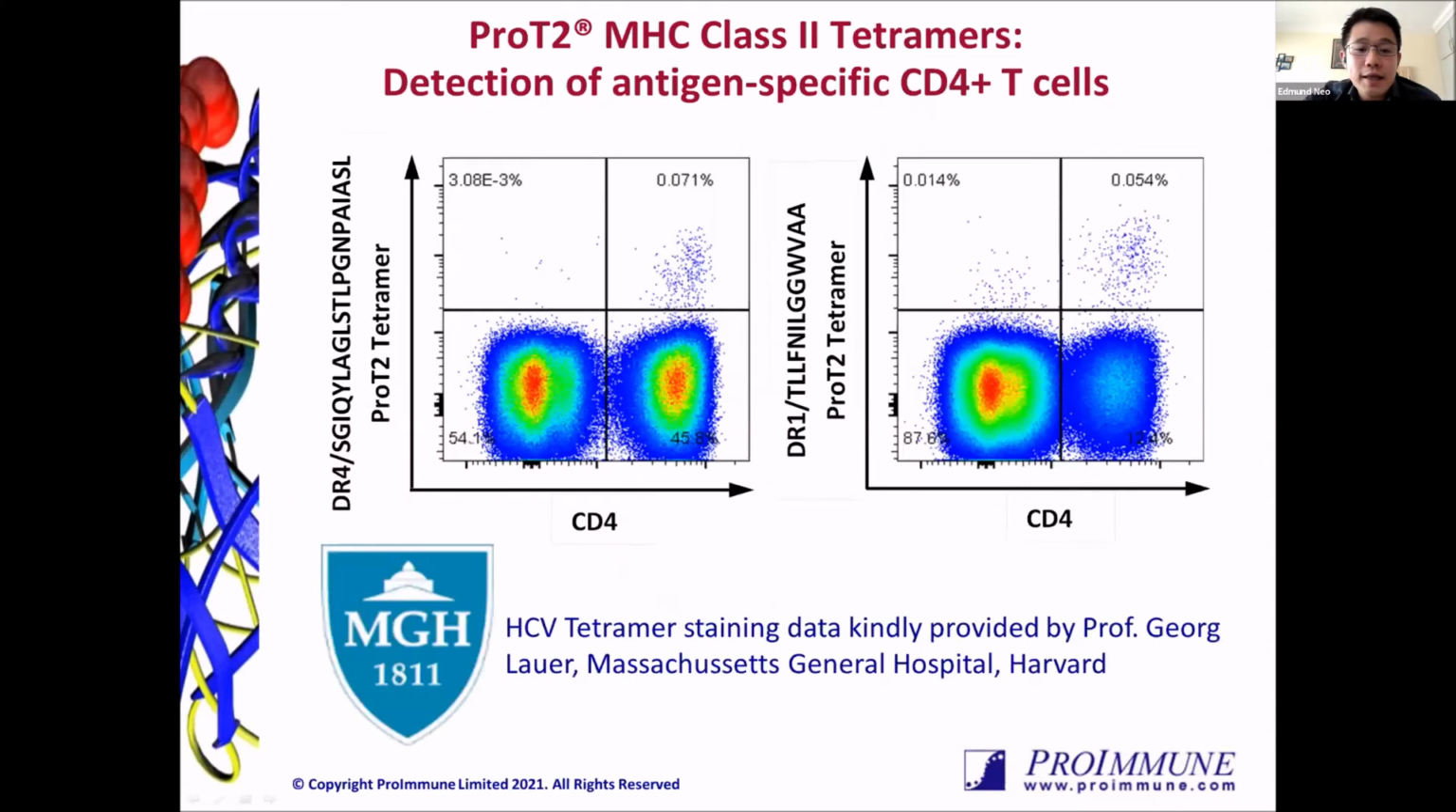And more staining data, so this one is shared by George Lauer from the Massachusetts General Hospital, who has kindly provided this staining data using our HCV tetramer. And he has used 2 different specificities for the DR4 and DR1 restricted alleles, and then four different HLA type donors for these 2 alleles.